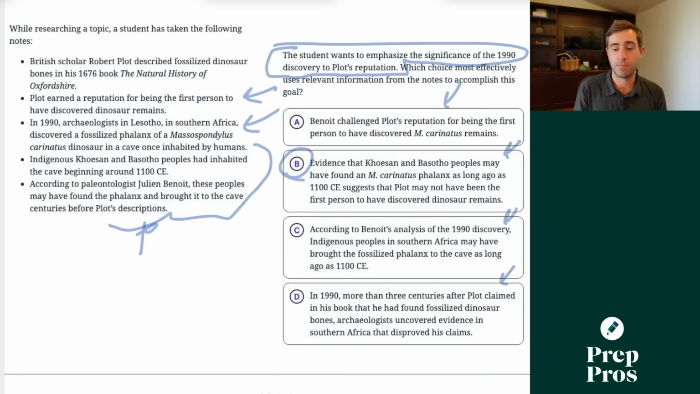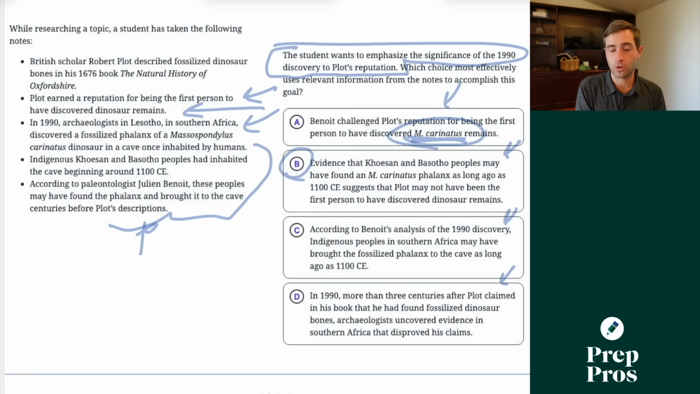Evidence that Khoikhoi and Basotho peoples may have found M. carinatus phalanx as long ago as 1100 CE suggests that Plot may not have been the first person to have discovered dinosaur remains. That's perfectly accurate, and it answers the question. Now, A is very, very sneaky. Benoit challenged Plot's reputation for being the first person to have discovered M. carinatus remains. Well, he's just the first person to have discovered dinosaur remains, not this particular dinosaur. But that looks like it would be answering the question if we don't check the notes.